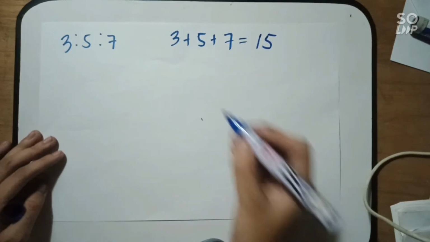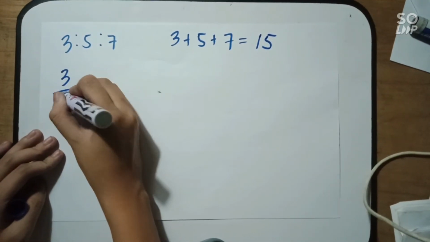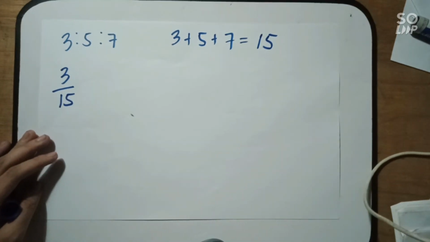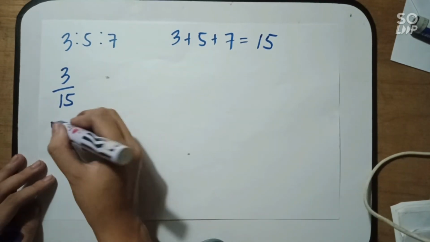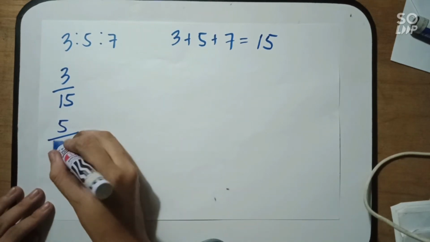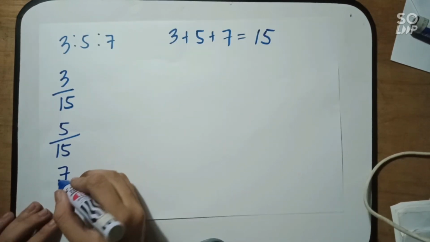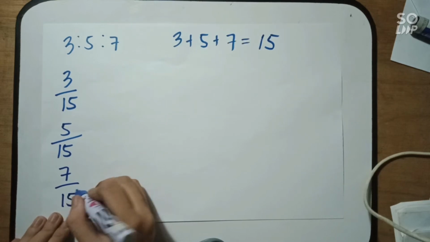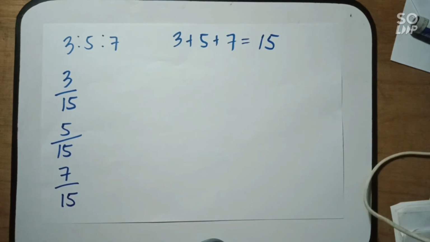So it only means that 3 out of 15 watermelons are small size, and then 5 out of 15 are medium size watermelons, and then 7 out of 15 watermelons are large size watermelons.